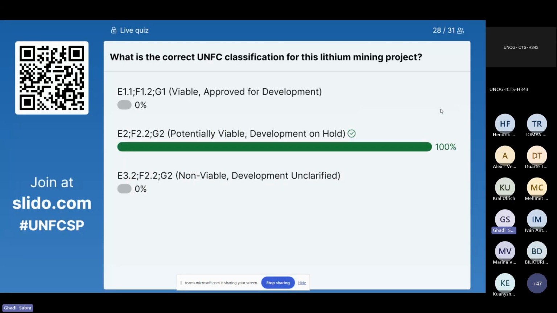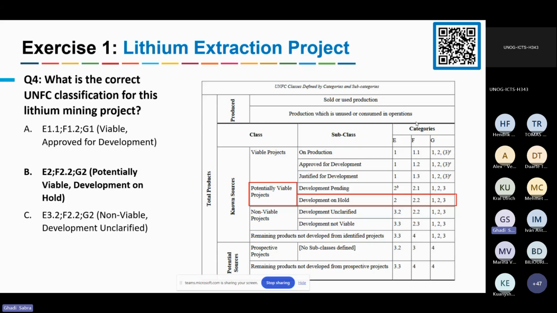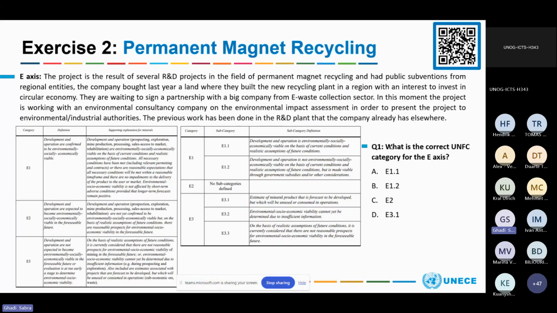It is the right answer. So good job for everyone. It is the correct answer. This project is classified as potentially viable with the development on hold as E2, F2.2, and G2. Let's move on now to exercise number 2 on a permanent magnet recycling project.